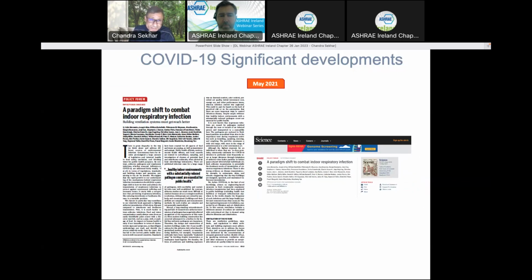May 2021, a Science article. There was this very clear message that this group of 36 I mentioned earlier conveyed through a scientific discussion to say that we need to have a paradigm shift if we are to combat indoor respiratory infection.